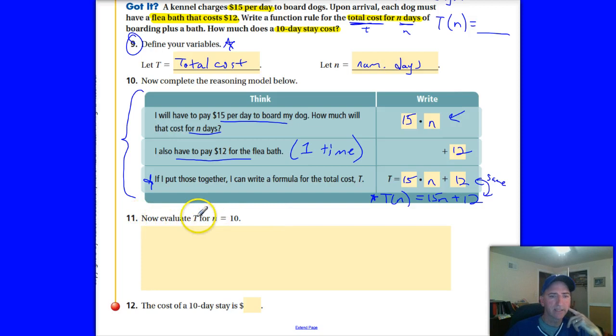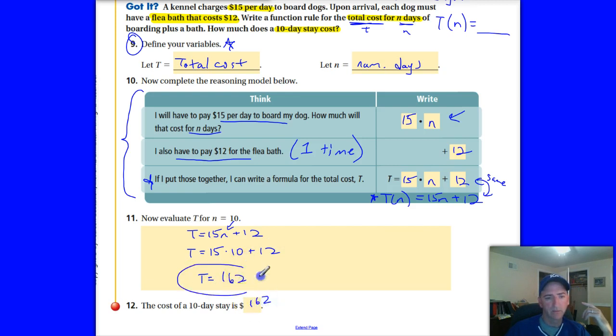Then it says now evaluate T for n equals 10. Well, here we know that T is equal to 15n plus 12. So we're just going to substitute. Put the 10 in there. You've got 15 times 10 plus 12. Work it out. T is equal to 162. That's $162 for a 10-day stay at the kennel.